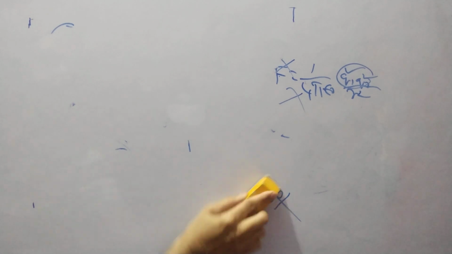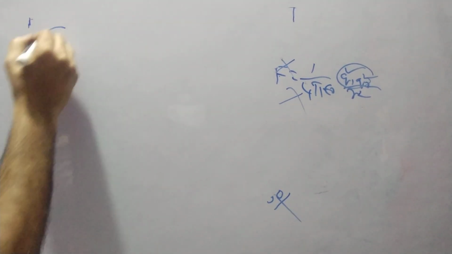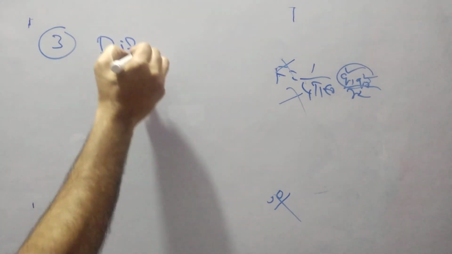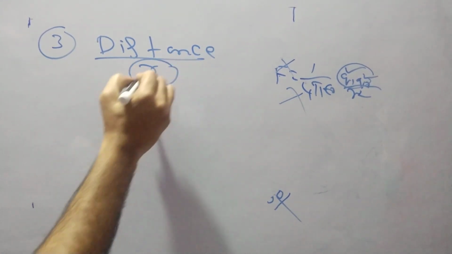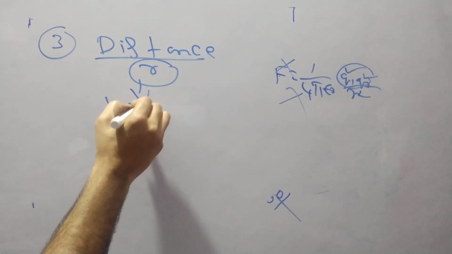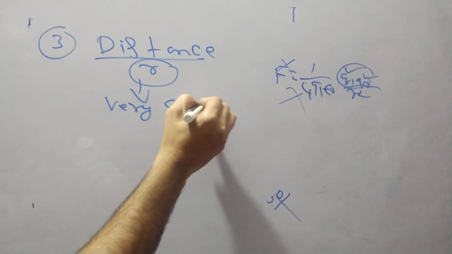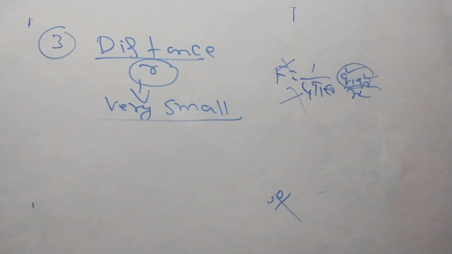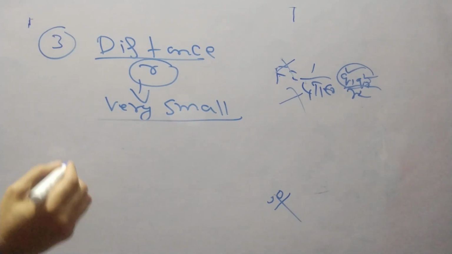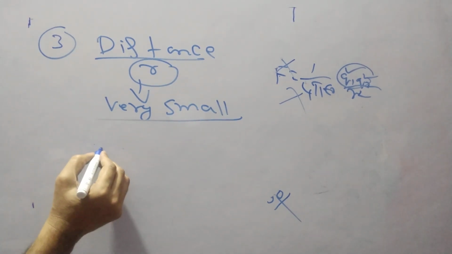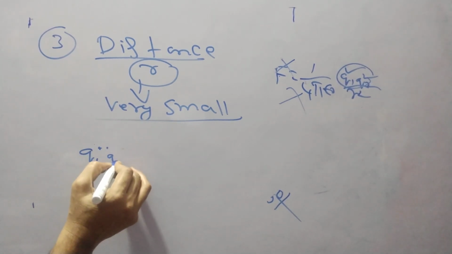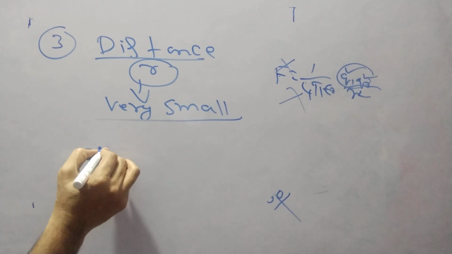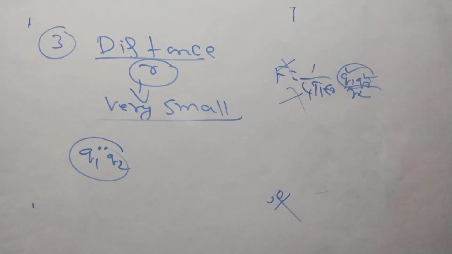And what is the third one? The third one is that the distance between these two charges, that is r distance, should not be very small. Should not be very long is the second limitation. Should not be very small is the third limitation. Suppose the two charges Q1 and Q2 are like this, and the distance between these two is very small. So what will happen when the distance is small?